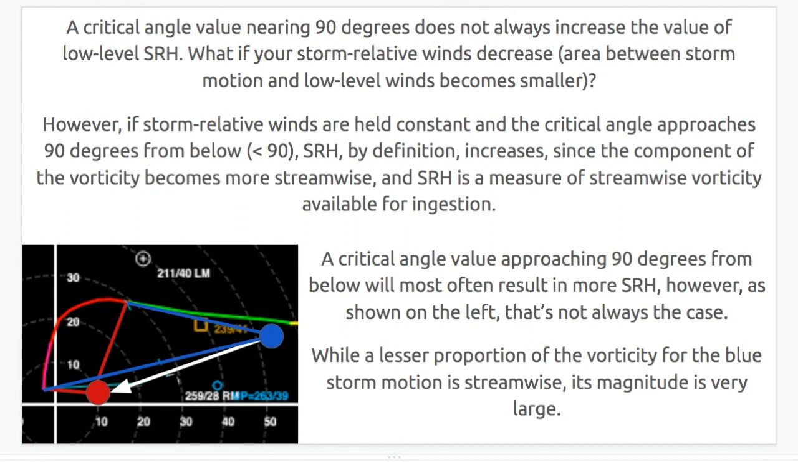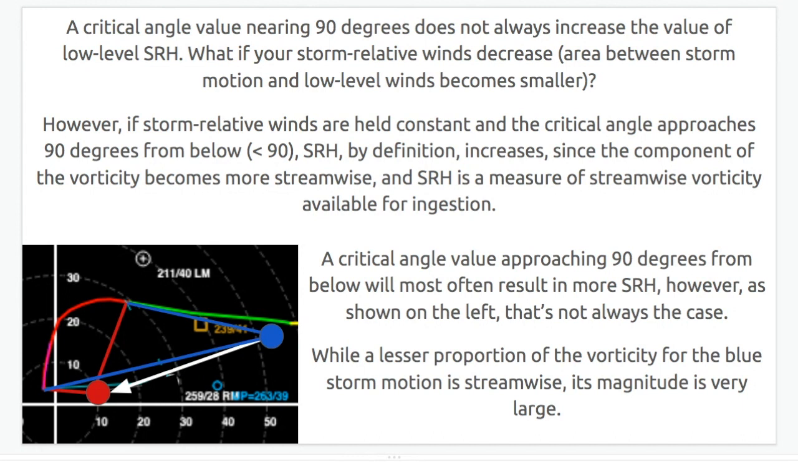I just wanted to make a clarification between critical angle and storm relative helicity. I said that merely increasing your critical angle does not necessarily correlate to an increase in storm relative helicity. I want to expand on that. A critical angle value nearing 90 degrees does not always increase the value of low-level storm relative helicity. What if your storm relative winds decrease, meaning that the area between the storm motion and the low-level winds becomes smaller? That means that your SRH is going to decrease.